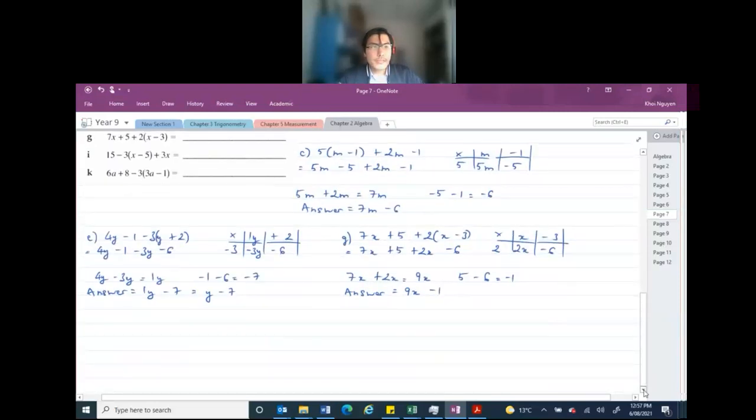Okay, so moving down here, we've got 15 minus 3 brackets x minus 5 close brackets plus 3x. Okay, so again they've changed the position of the brackets, but that does not matter to us. It's just going to be the same thing. So the bracket is negative 3 on the outside and x minus 5 on the inside. Multiply them together. Negative 3 times x, negative 3x.